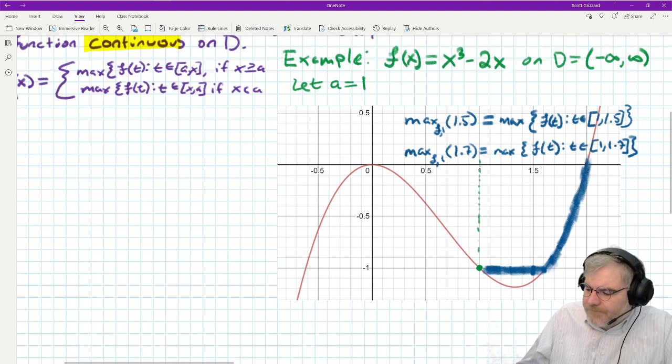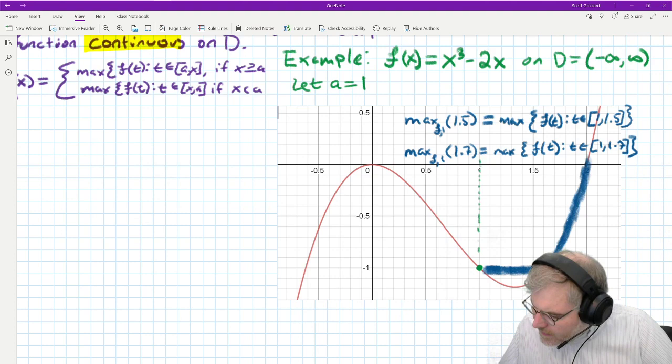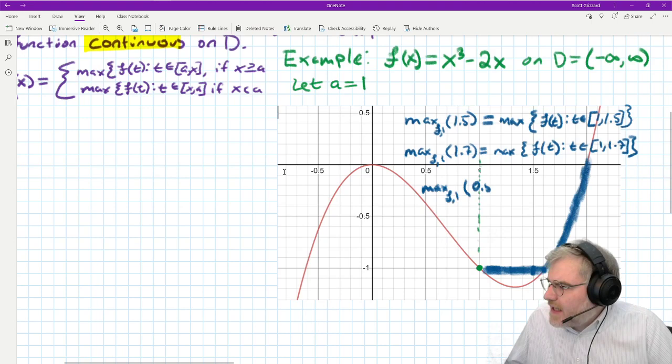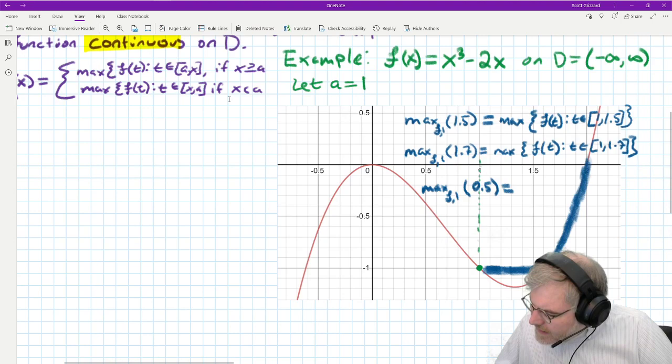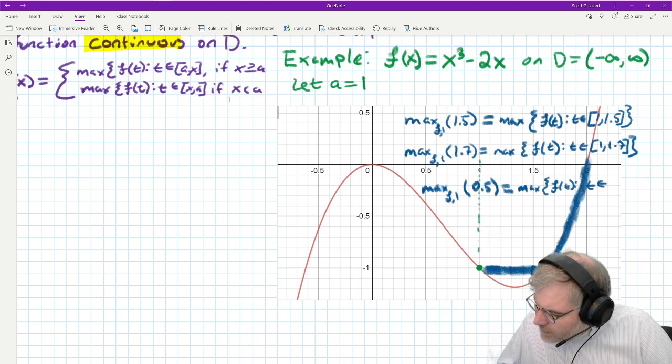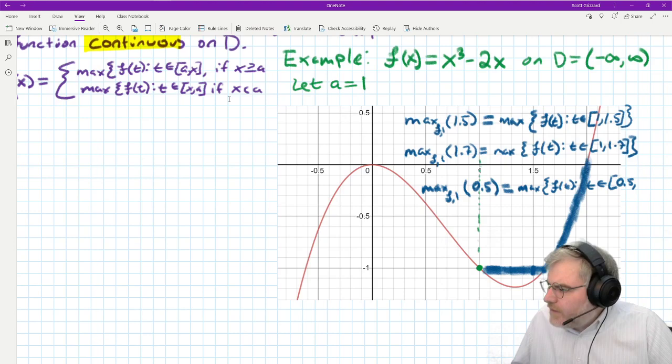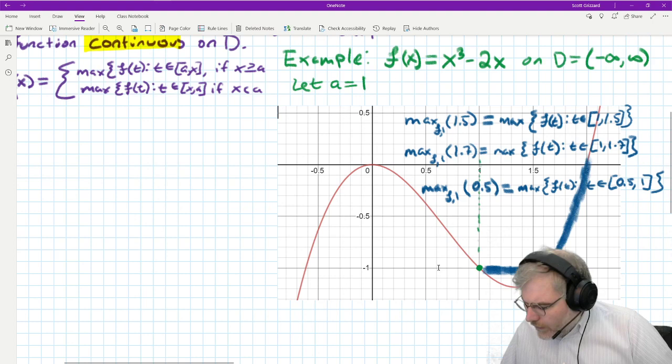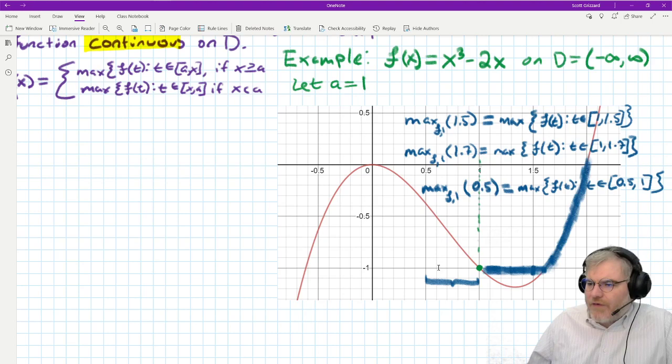Well, let's look at it from the left. What is max f1 of 0.5? So now I'm asking the other question, this bit of the thing, where x is less than a. So now I'm asking max f of t, so that t is in the interval 0.5, 1. So is the maximum value down here on that interval? On this interval, what is the maximum value? F of what?